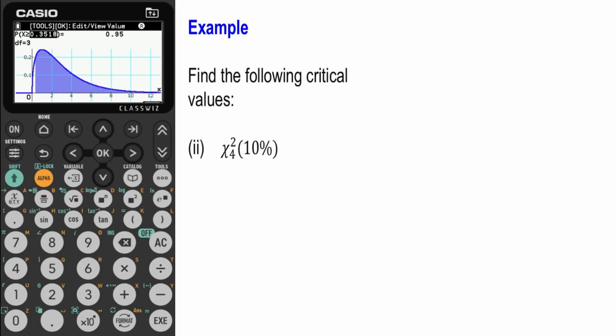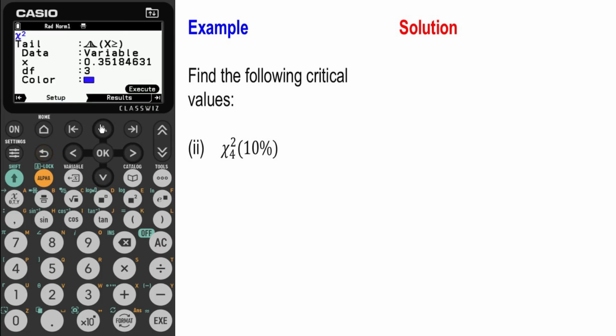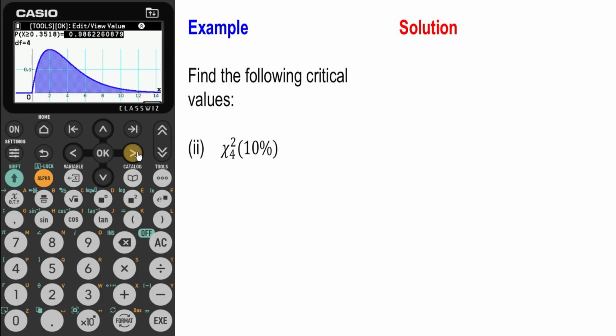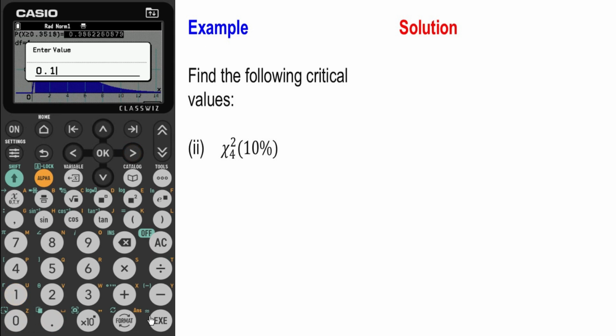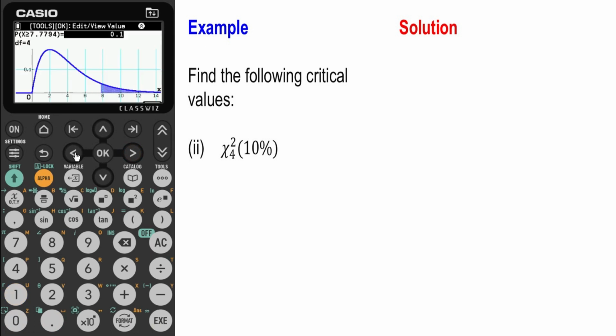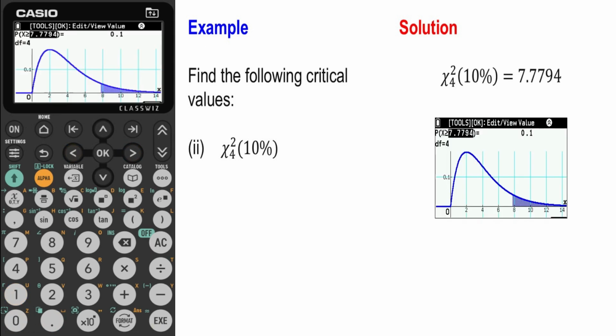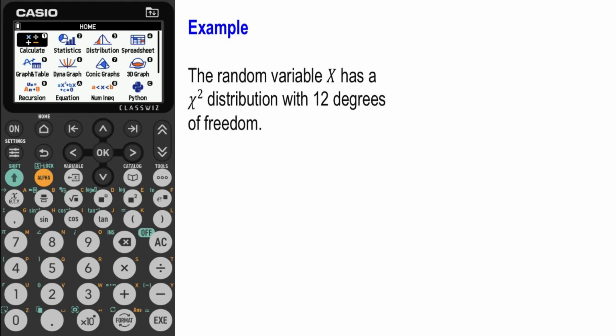In the next example, we have the chi-squared distribution, this time with 4 degrees of freedom and a 10% level of significance. We have 4 degrees of freedom. Let's execute, and we've got a 10% level of significance. You will find the critical value to equal 7.7794.